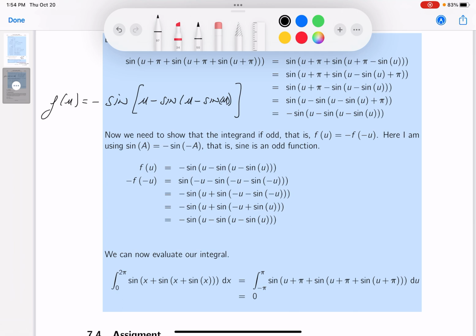How do you do that? You write down f of u. And for a function to be odd, that means f of u would equal minus f of minus u. So let's take a look at that. Write f of u down. We got that written down. Let me see if I've done that right again. Yeah, looks okay.